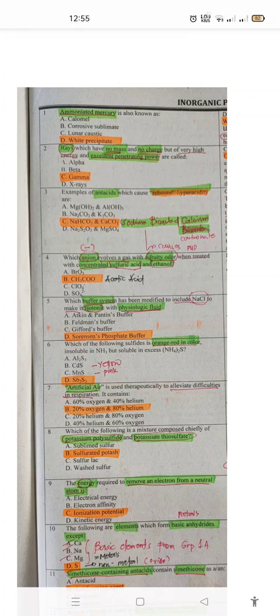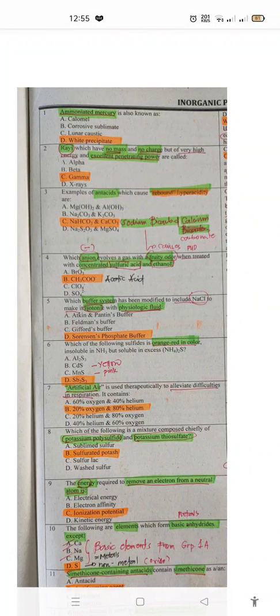So your gamma rays again has no mass, no charge, but has a very high energy and penetrating power. Okay? Number 3, examples of antacids which cause rebound hyperacidity. Your answer here is letter C, or also known as sodium bicarbonate and calcium carbonate.